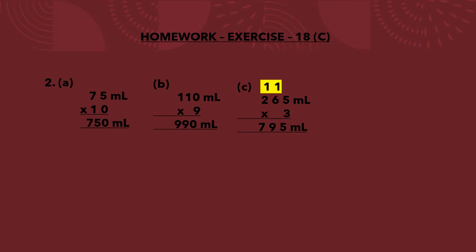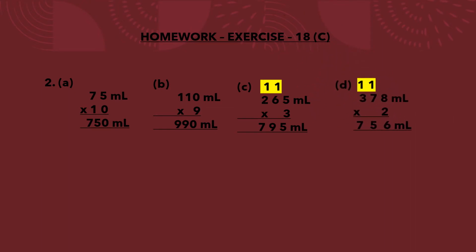Now 3 5s are 15. 5 you will write in the answer part and 1 as carry. Then 3 6s are 18 plus 1 carry, that is 19. So write down 9 in the answer part and 1 as carry. Then 3 2s are 6 and plus 1 carry, that is 7. So 795 milliliters.